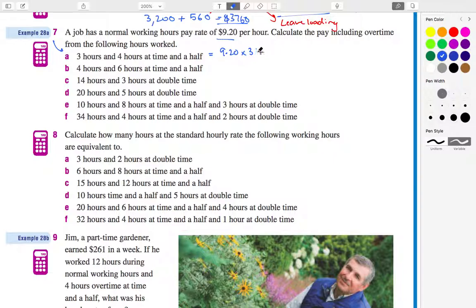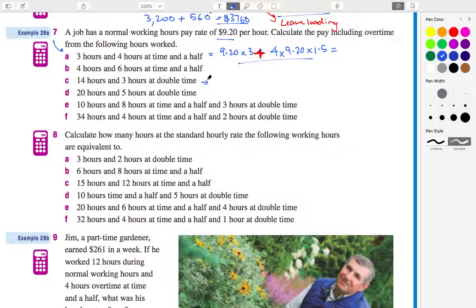And then you got to add. So don't forget to add, and I'll do it in red. And you have 4 times that time and a half. 4 hours, sorry. So you got 4 times $9.20 times 1.5. And you just chuck it in your calculator, and that's it. Okay, so that's how you do question 7. Yeah, so finding the normal plus the overtime.